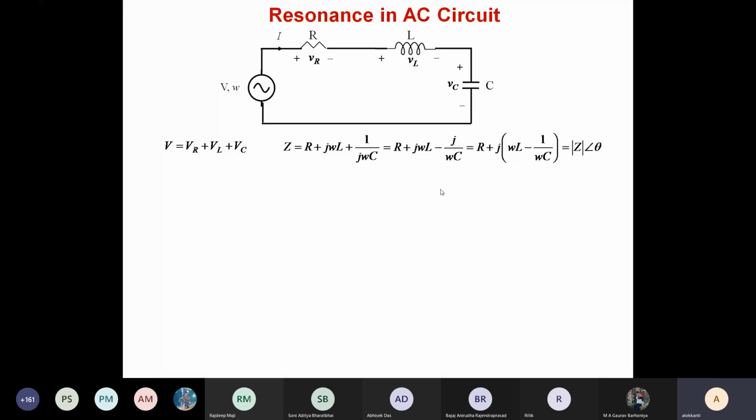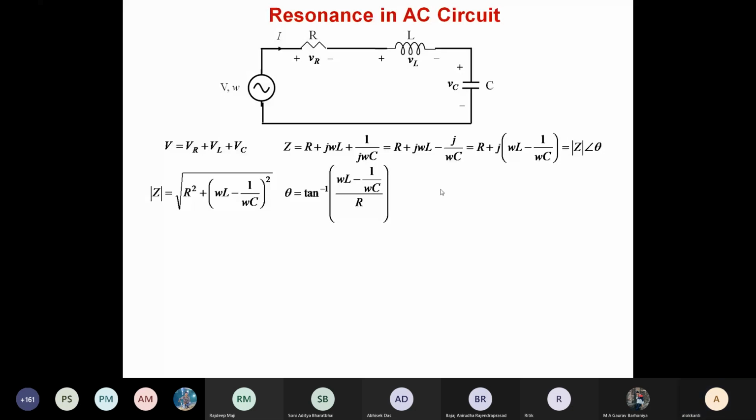This can be represented in the form of the magnitude of the impedance, mod Z, with a certain angle. Mod Z is basically the square root of the square of the resistance plus (omega L minus 1 by omega C) whole square. Similarly, theta is equal to the tan inverse of (omega L minus 1 by omega C) divided by R. That is how we get the magnitude and angle of the impedance.